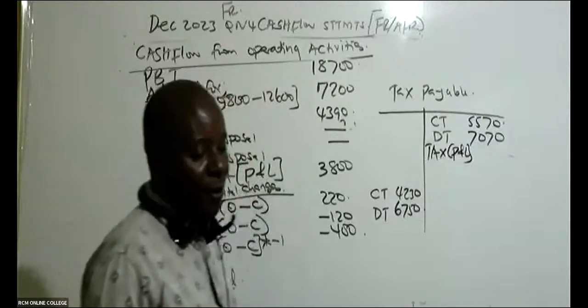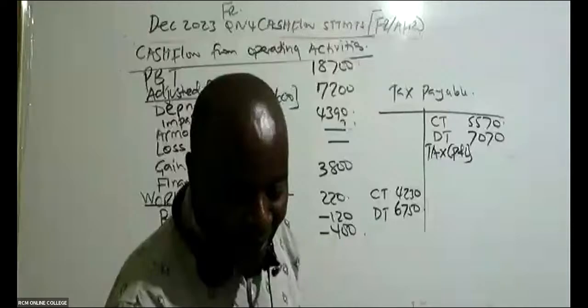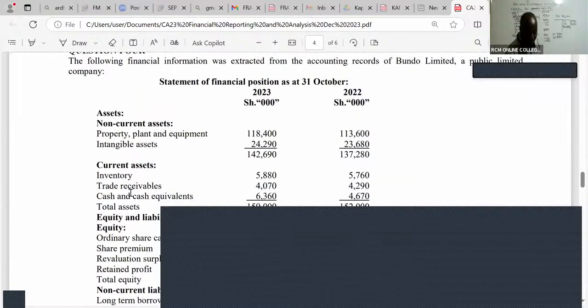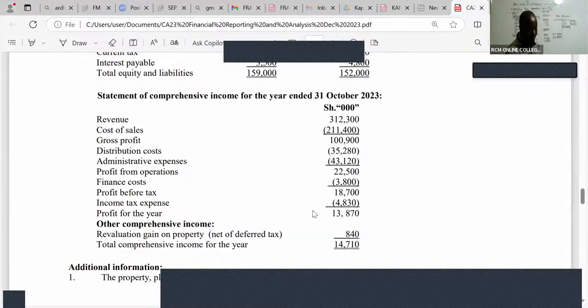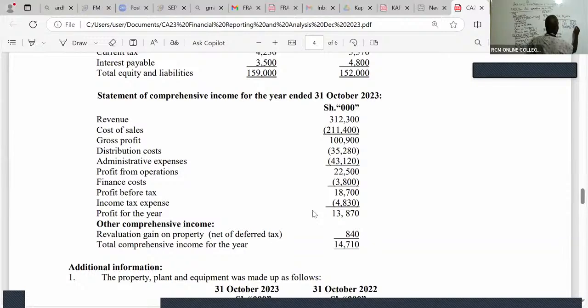Are you able to see the tax for the year in the question? Go to the P&L. Yes, you can see the income tax expense of 4830. And remember, we are mixing this account. We are mixing deferred tax and current tax, so you have to be very careful.